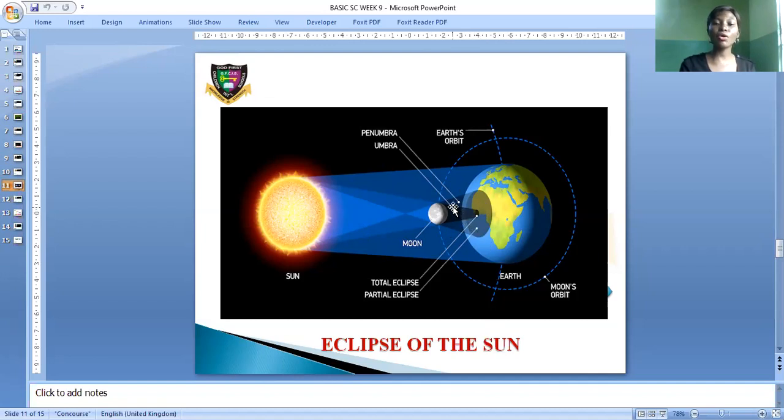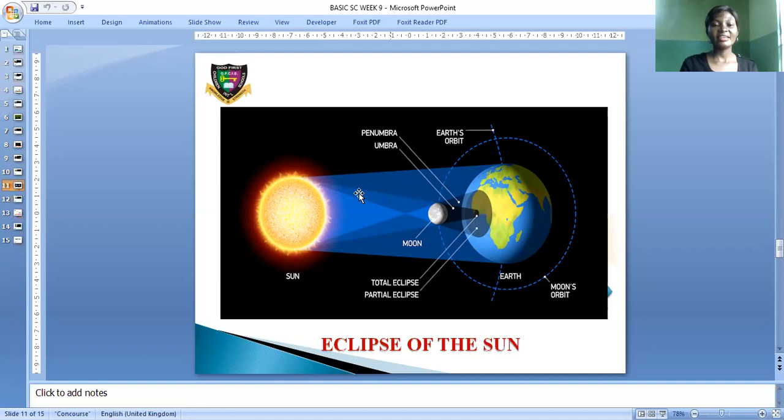So this is umbra, meaning this is a total eclipse, a total darkness will occur here. And this is penumbra. This is a partial eclipse. This partial eclipse will happen at this part of the earth. I believe you understand this.